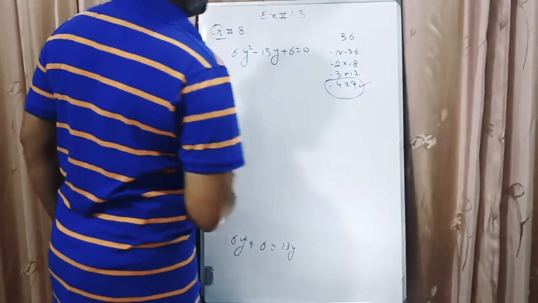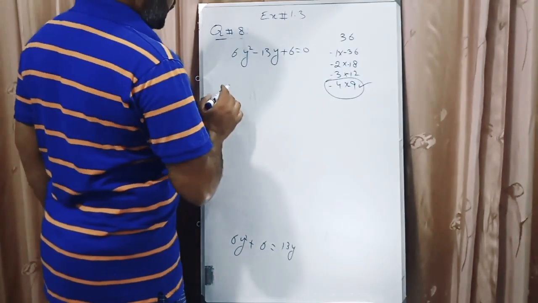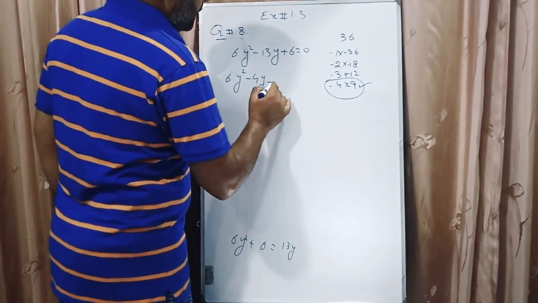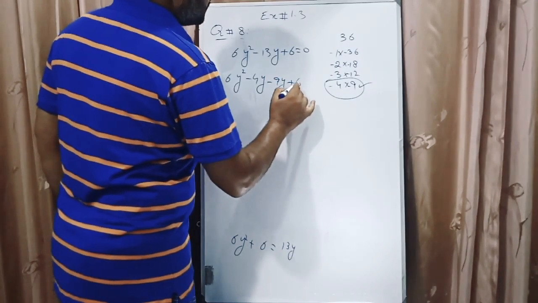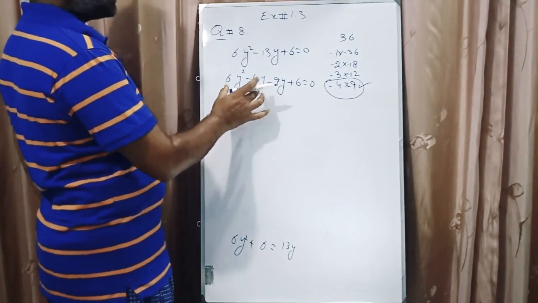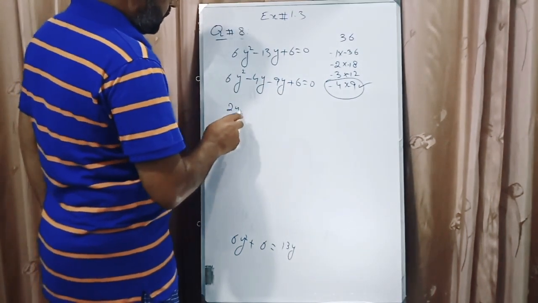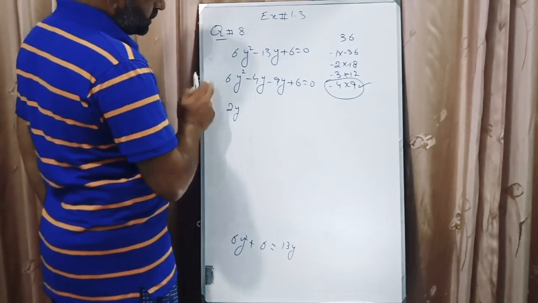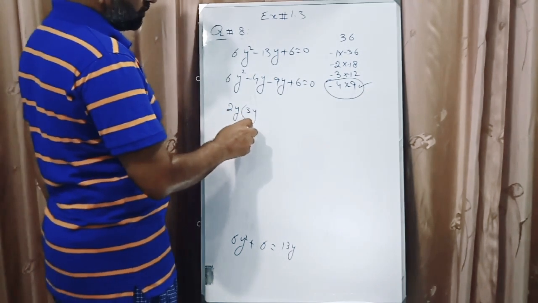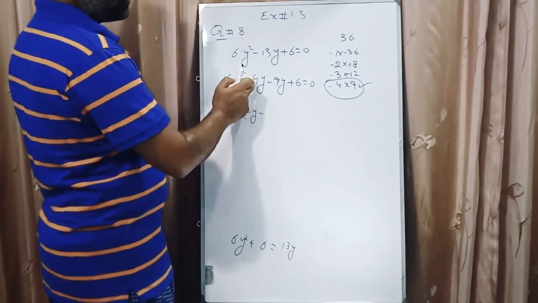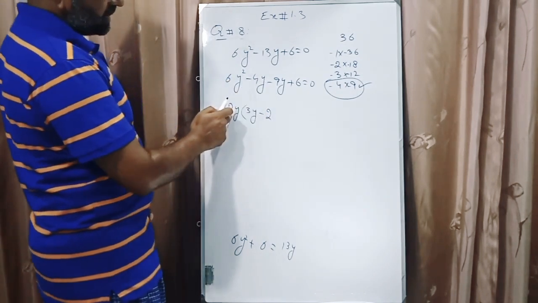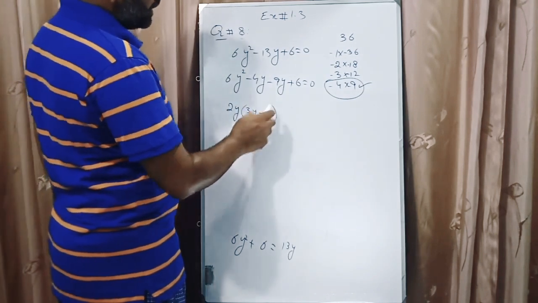So I will use this pair of factors in place of minus 13y, and we will get 6y square minus 4y minus 9y plus 6 is equal to 0. From the first two terms we will get 2y as common, and the leftover will be, when we take 2 from 6, the leftover will be 3, and from y square we have taken y as common, so the leftover will be y, minus from 4 we have taken 2 as common and the leftover will be 2, and this y is taken as common, so here will be only minus 2.